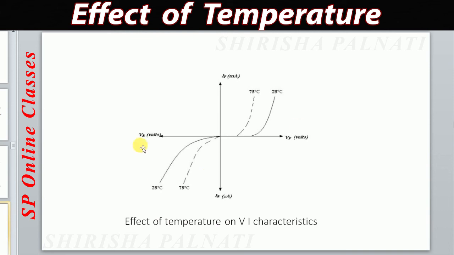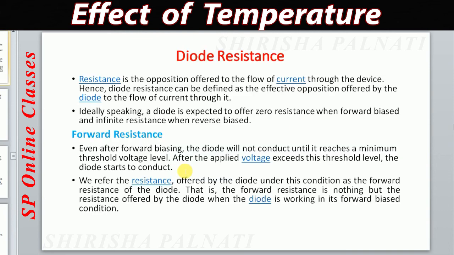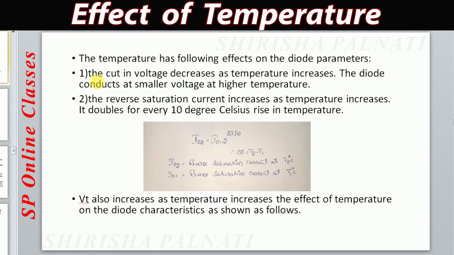This is the effect of temperature on PN characteristics. Here we have only two points. If we decrease the cut-in voltage, that is, the potential barrier, the temperature has increased. And if we increase the saturation current in reverse bias, the temperature has also increased. It doubles every 10 degrees Celsius rise in temperature. The formula related to this point is I02 equal to I01 times 2 power delta T by 10.